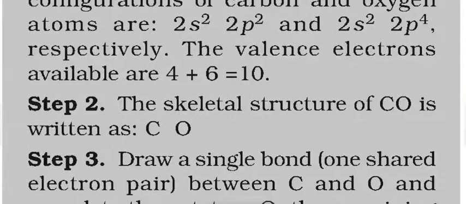Now the second step is to find the skeletal structure. If you have two different types of atoms, then generally the more electronegative atoms are present around the central atom. That means higher electronegative elements are present in the surroundings and the less electronegative or electropositive element is present at the center. But in this case we have only two atoms, so there is no need for any arrangement. They will be present in a straight line. So our skeletal structure for this molecule will be CO in a straight line.